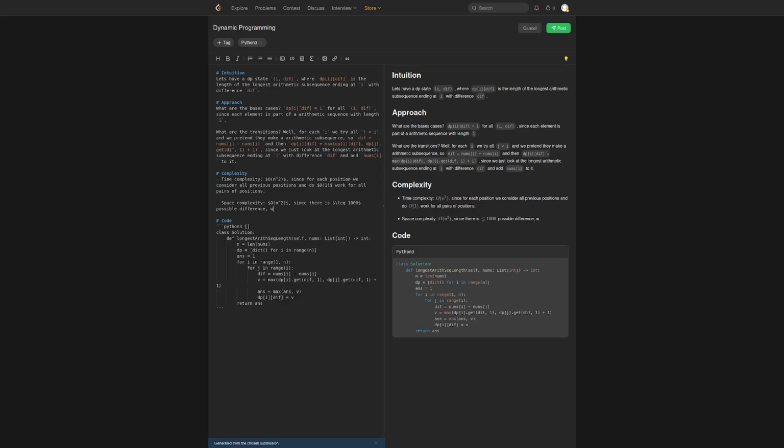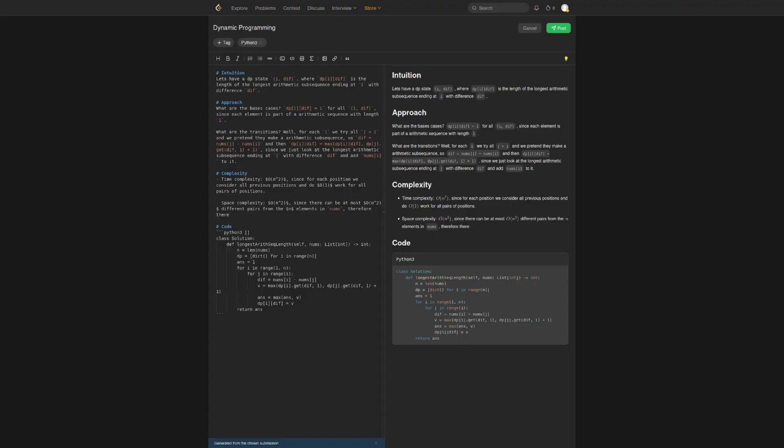which is at most n squared different diff values.